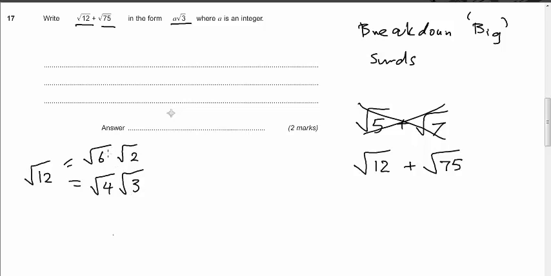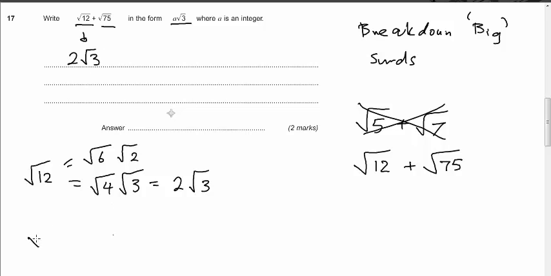Because if I just turn around and ask you, without a calculator in your hand, what's root 6? You're like, I don't know. And that's the right answer, nobody knows. Root 2, don't know. Root 4, we know root 4 is actually 2. So instead of root 4, we can write 2, and then we get 2 root 3. So root 12 we can write as 2 root 3.